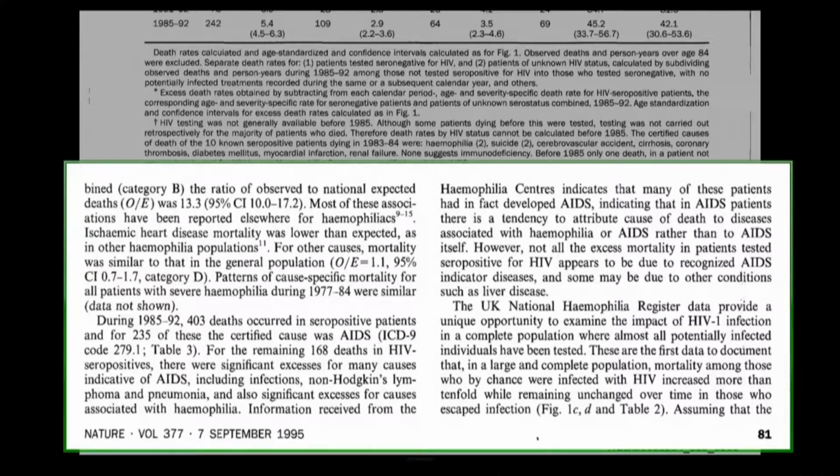That's right, yes. And then the article continues, for the remaining 168 deaths in HIV seropositives, there were significant excesses for many causes indicative of AIDS, including infections, non-Hodgkin's lymphoma and pneumonia, and also significant excesses for causes associated with haemophilia. Information received from the haemophilia centres indicates that many of these patients had in fact developed AIDS, indicating that in AIDS patients there is a tendency to attribute cause of death to diseases associated with haemophilia or AIDS rather than to AIDS itself. However, not all the excess mortality in patients tested seropositive for HIV appears to be due to recognised AIDS-indicated diseases, and some may be due to other conditions such as liver disease.